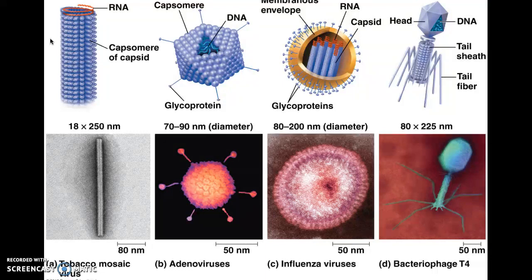Looking at B, you have an adenovirus, which causes respiratory infections, so having breathing issues in animals. And the shape of this one is a polyhedral, so it has many different faces. This one is made of DNA. Again, it would be like one molecule of DNA. And it also has a capsomere, so it has that protein coat on it as well.